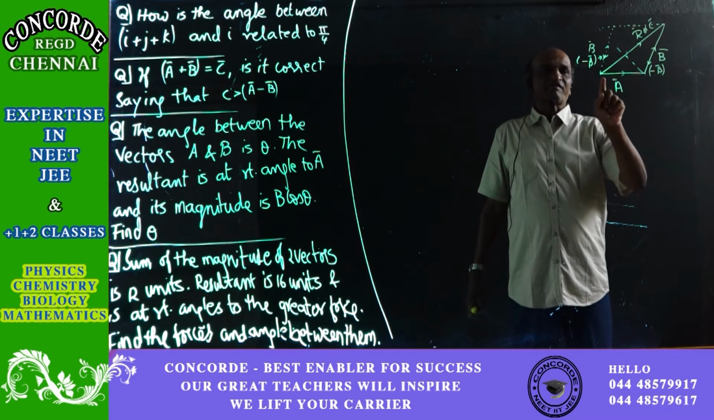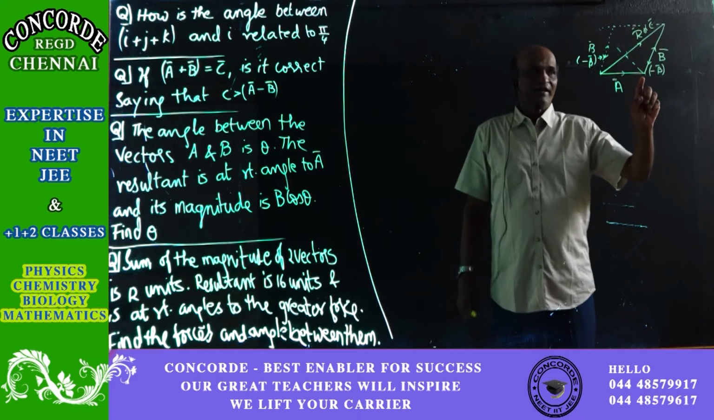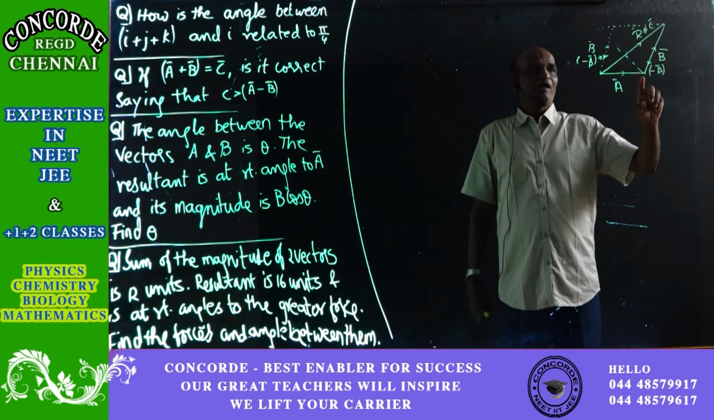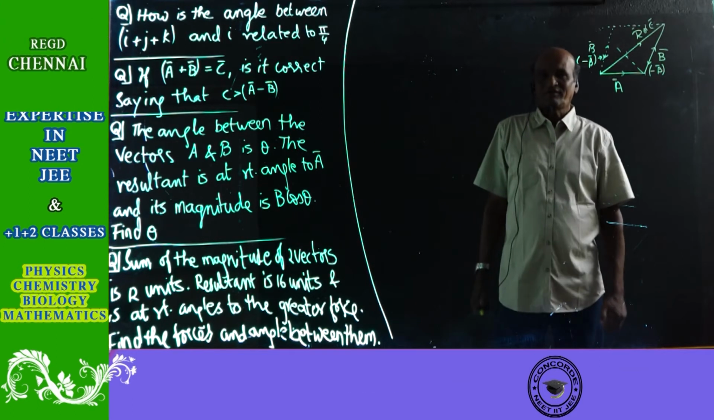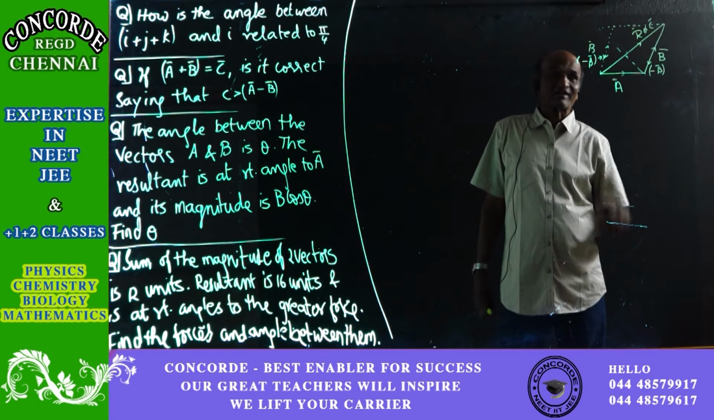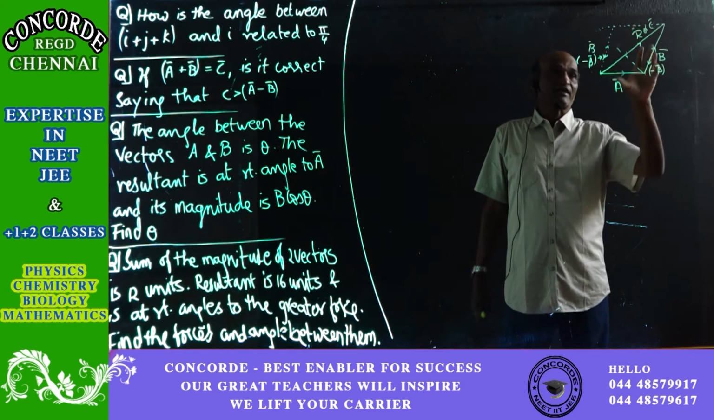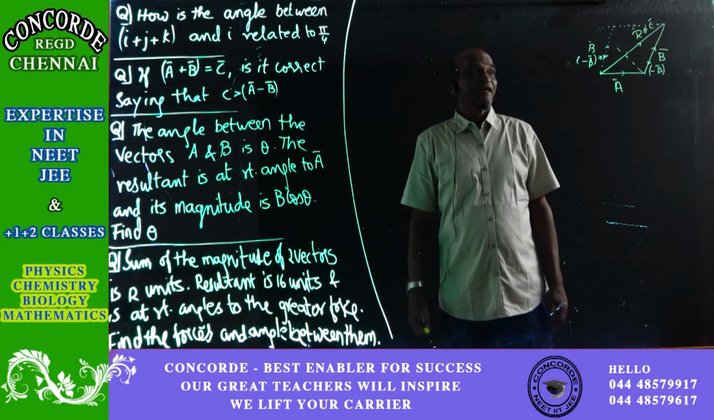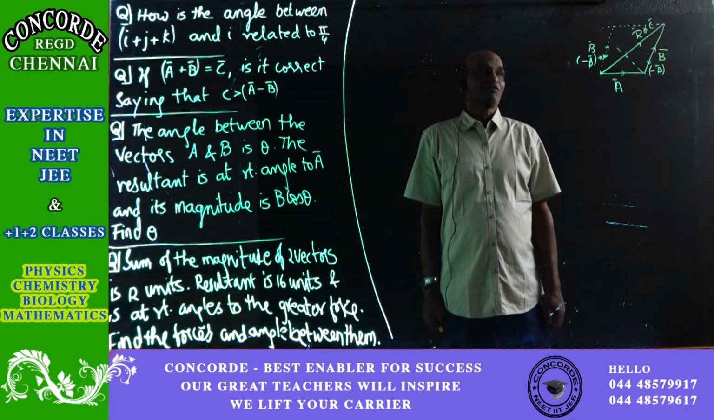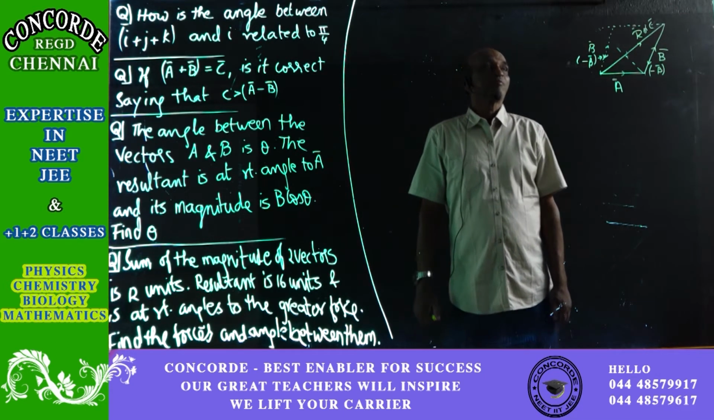Here what you can see is that A bar and minus B bar are not in order. Some people will try to find the resultant by taking these two vectors where they are not in order. Both are approaching the point. Then if you find the diagonal, it will not be correct. So what we need to do is, right.